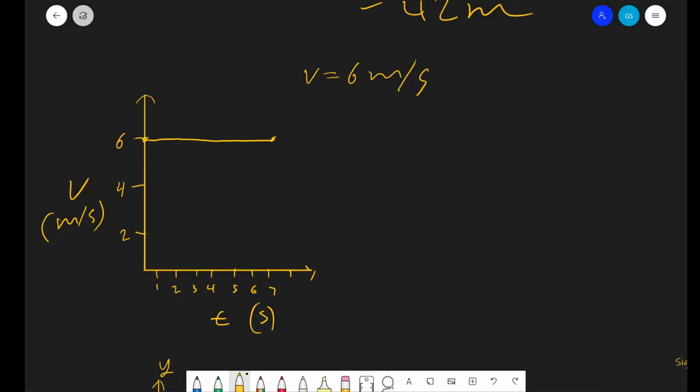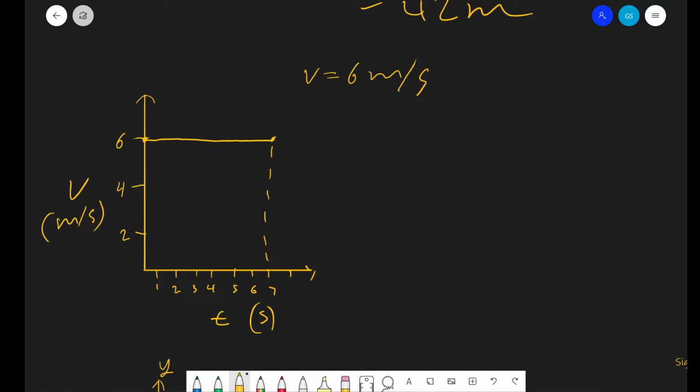So we have this thing, and I'm just going to draw a dotted line from this 7 seconds mark to show that. And so here I have represented the function, which is speed, going for 6 meters per second on this graph, where v is my y-axis, t is my x-axis.